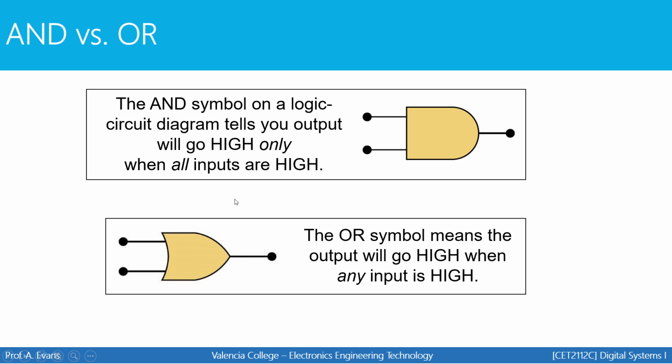Also, you'll need to always keep in mind the definition of AND and OR. The AND symbol tells you that the output will go high only when all the inputs are high. The OR symbol tells you that the output will go high when any input is high.